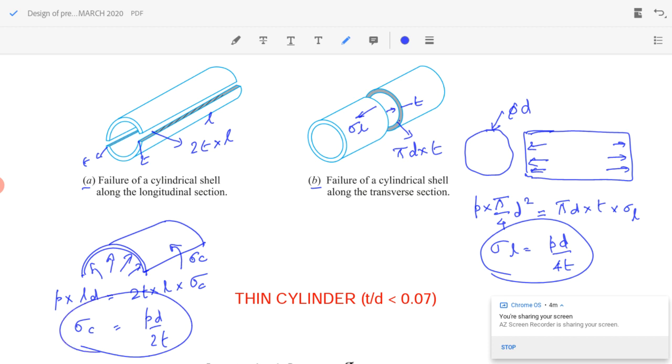So from these two equations, sigma L equal to P D by 4T and sigma c equal to P D by 2T, I can write sigma c is greater than sigma L. So the circumferential stress is greater than the longitudinal stress. So it has more chance to fail along the circumference, or failure of the cylindrical shell is more prominent along the longitudinal section. This is the most prominent mode of failure.